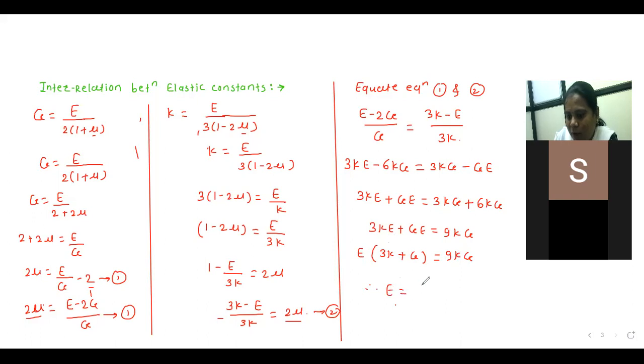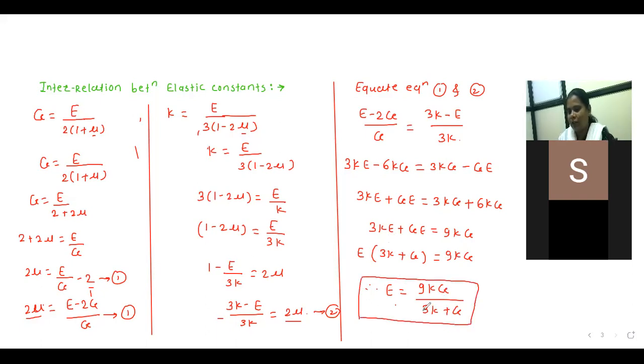Therefore, E is equal to 9KG divided by 3K + G. This is our relation between elastic constants: 9KG divided by 3K + G. Okay, this is our derivation. Once again, I will repeat.